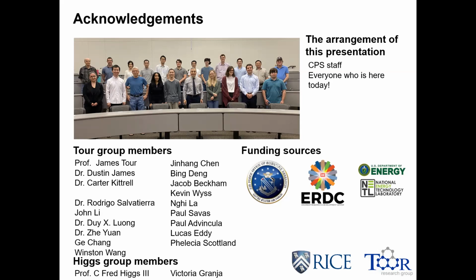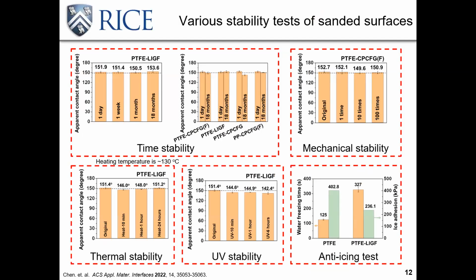Over time, I think you mean the polymer or the metal foil part, for the stability? For the polymer. Oh, for the polymer. In fact, we indeed tested the stability as shown here, after 1 day, 1 week, 1 month, and 18 months. Based on the contact angle test, there's no obvious change.